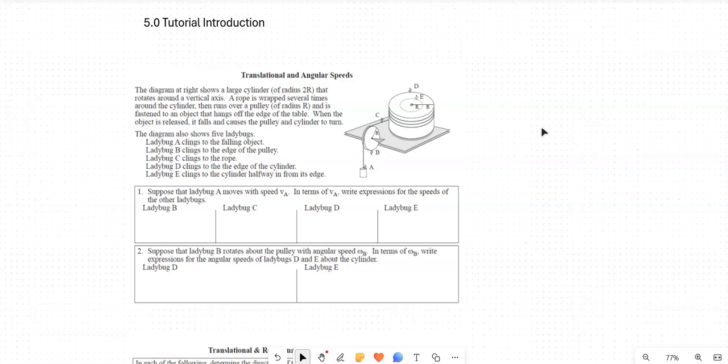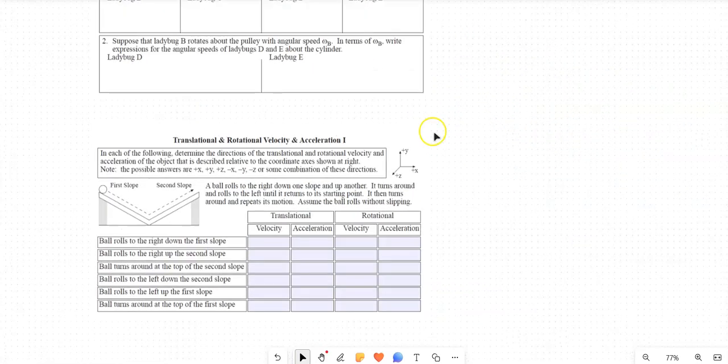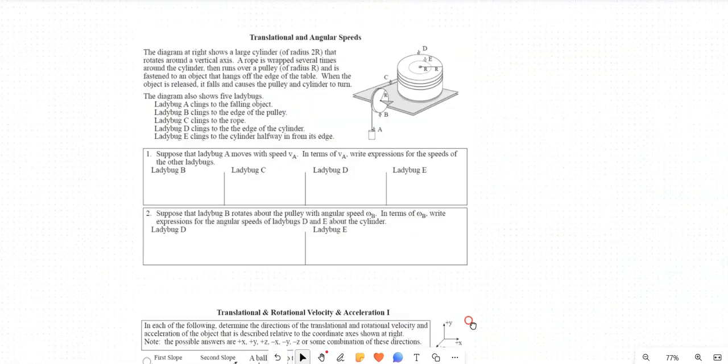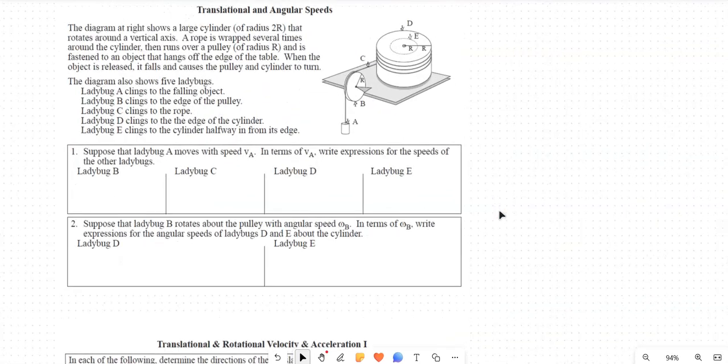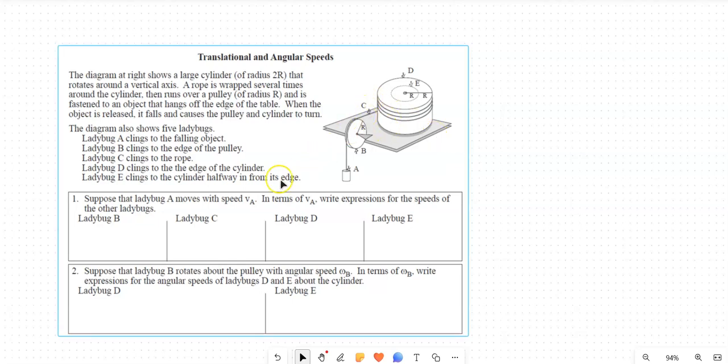Now, I'm not going to do all of these, but I'm just going to introduce them and help you out with a couple of them, like, for example, this page and the last page. All right? So let's talk about this. This is about the speed of these ladybugs. You have a ladybug sitting on this weight A, and it's dropping.